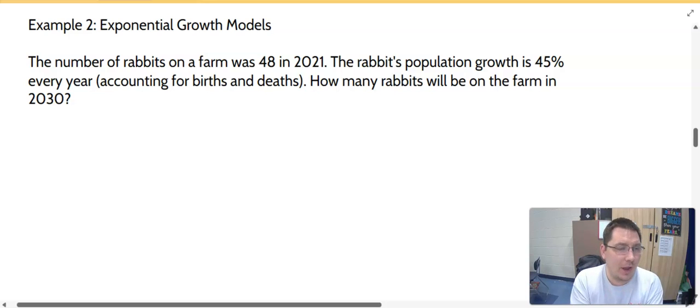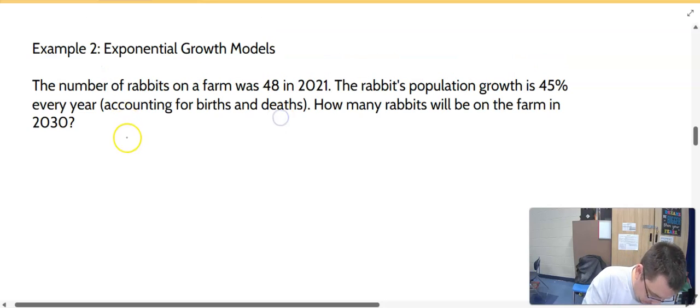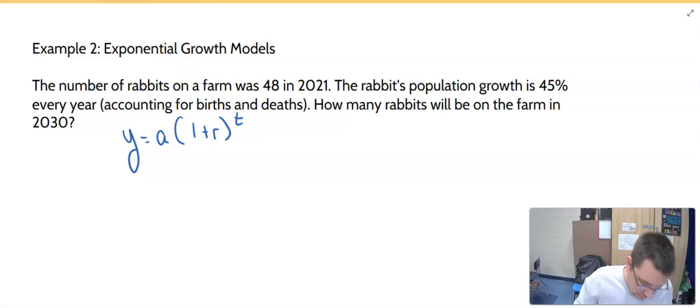And so the number of rabbits on a farm was 48 in 2021. The rabbits' population grew 45% every year, accounting for births and deaths. How many rabbits will be on this farm in 2030? And so we're going to use our formula, y is equal to a times 1 plus r to the t. And so we're going to plug in everything that we know into this formula.